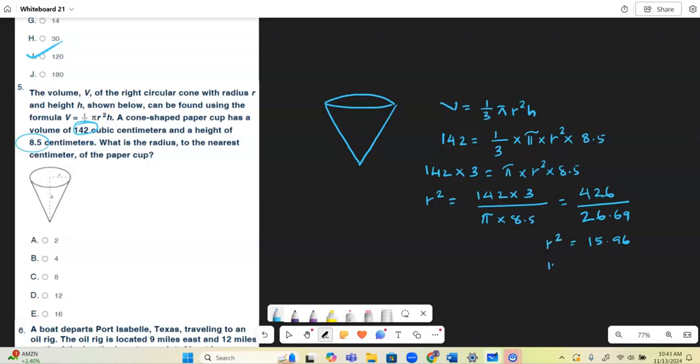So to find r, you need to find the square root of 15.96. That is approximately 3.99. So we are saying that it is equal to 4, rounding this to 4. So look for an option 3.99 or 4. So we have the option 4. That's the right option. So that is the answer for this question number 5. We are moving on to the last question of this part.